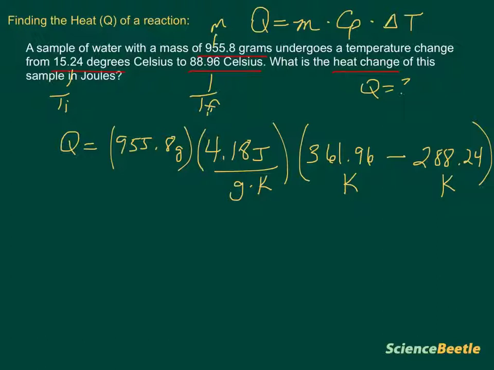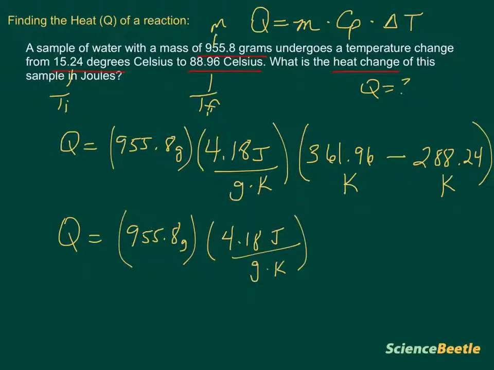So I need to go ahead and simplify this, and so I'll just rewrite this. Keep in mind that my Q value is going to be equal to 955.8 grams, which I will then multiply by 4.18 joules per gram Kelvin. And now I'm going to simplify this temperature that I've got here. So I'm going to take 288.24 and subtract it from the 361.96. That'll give me a value here of 73.72, and this is going to be in Kelvin.